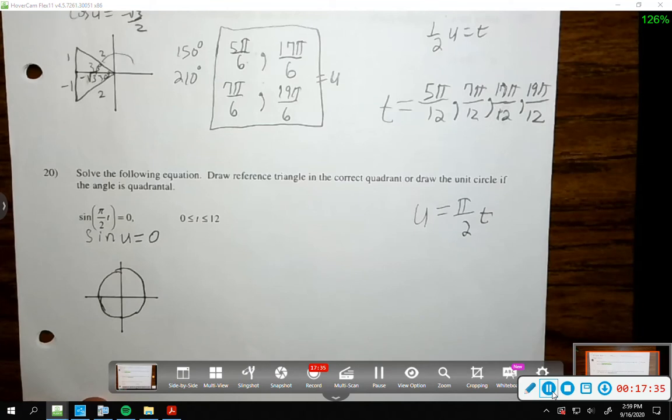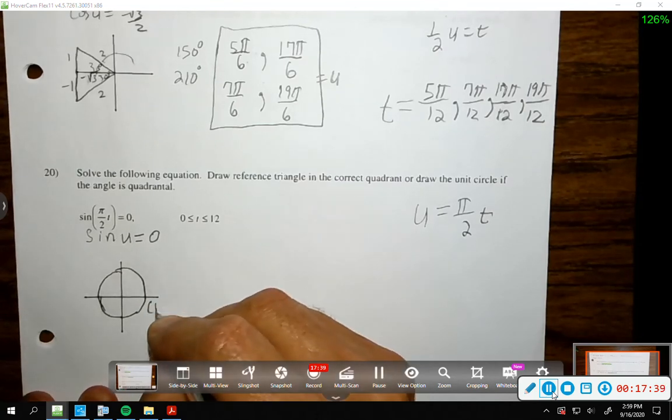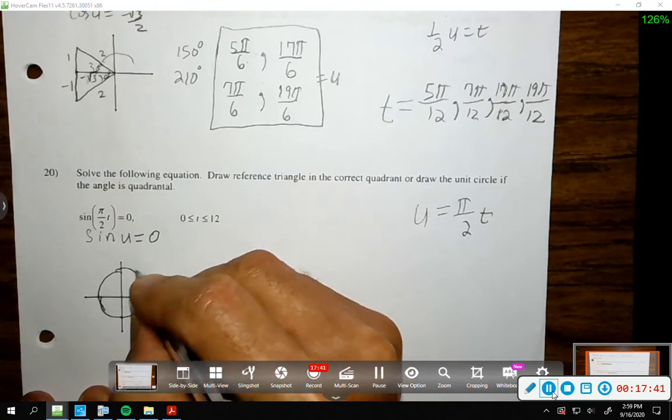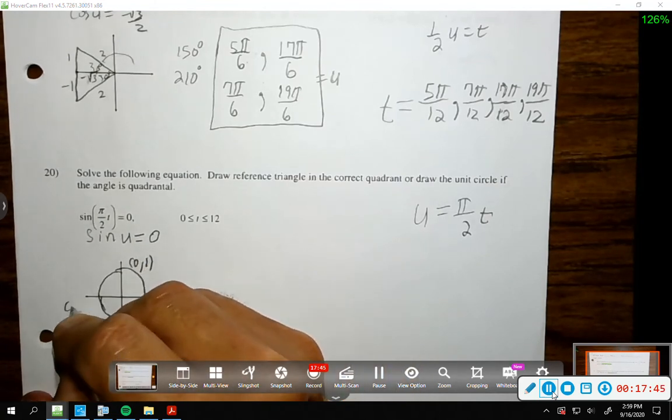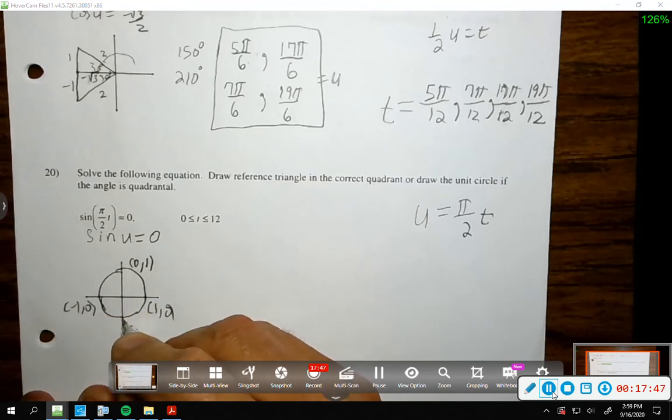So draw yourself the unit circle. Label the 4 points. This is the point 1, 0. This is the point 0, 1. This is the point negative 1, 0. This is the point 0, negative 1.